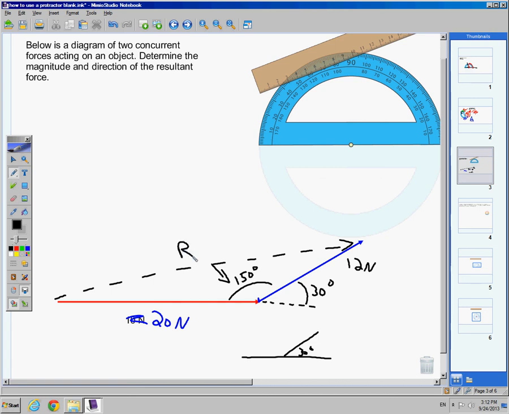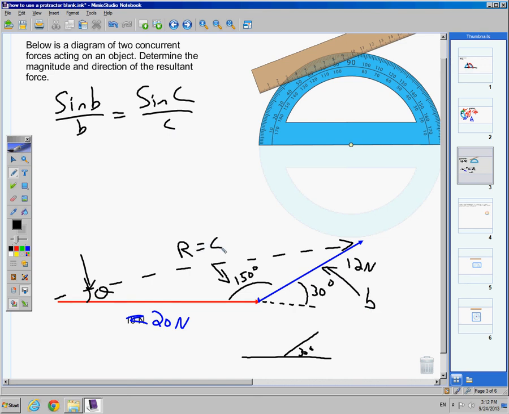This was R. Okay, so the next thing is to find theta. How do we find theta? And that is the law of sines. So we have sine B over B equals sine C over C. Now the reason I'm using sine B and sine C is because the blue segment here I'm going to call B. And the R, which is the resultant, is also equal to C. So this line right here and this line right here is what I'm referring to.